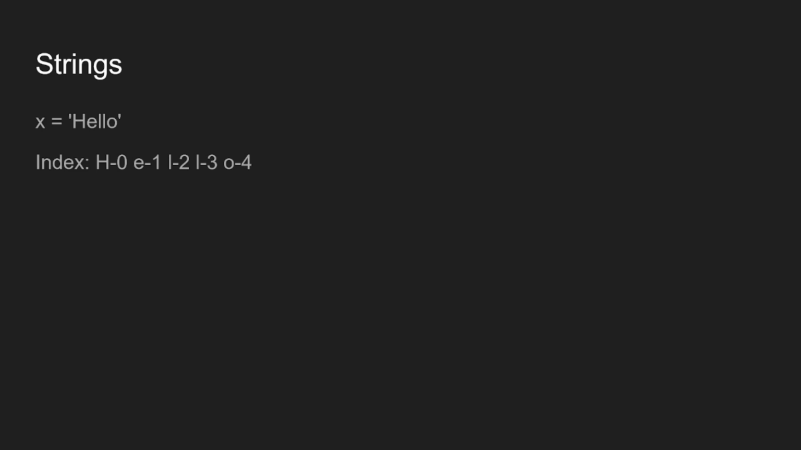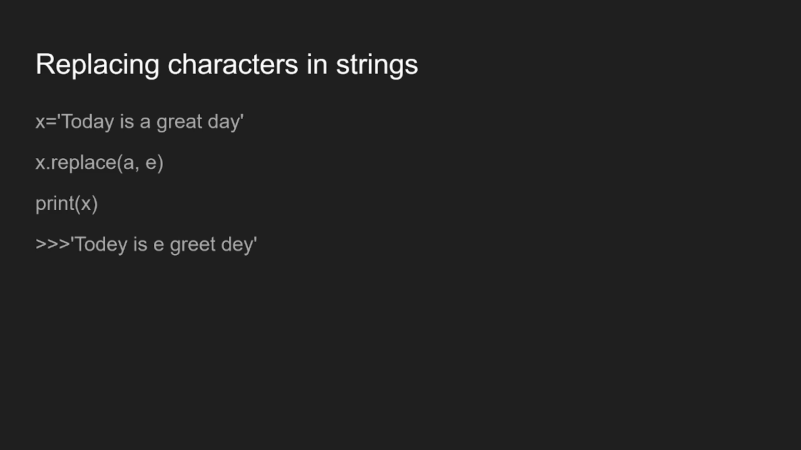Let's start with strings. Strings are very similar to lists. They're indexed like lists, which means we can refer to specific parts or characters in the strings. One big difference between strings and lists is that you cannot change a character in a string by referring to its index. Instead, we can use a replace method to change a character anywhere in the string with the character that we specify. The replace method changes characters for every instance of that character in the string.